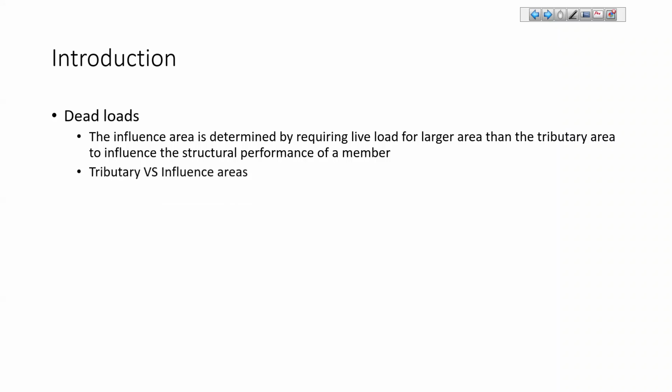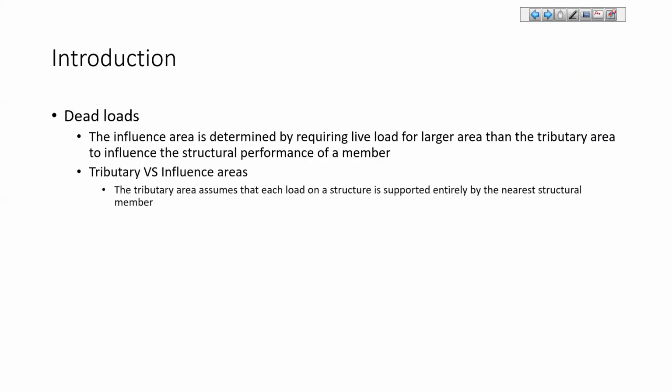So the tributary area versus the influence area: the tributary area assumes that each load on a structure is supported entirely by the nearest structural member. For instance, you have those two markers, right? Just imagine you have a plywood sitting on top of this, and those act like beams. Which carries the load? The beams carry the load, right? Because if you have an object that sits on the plywood, then those two carry. But if you have an influence area, then the load carries beyond those two beams. That's kind of the concept.